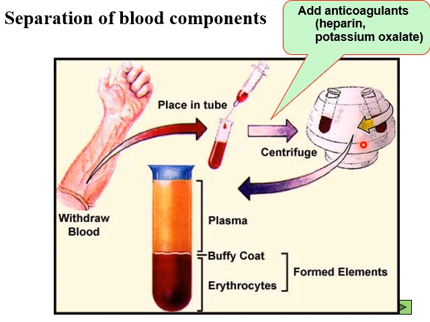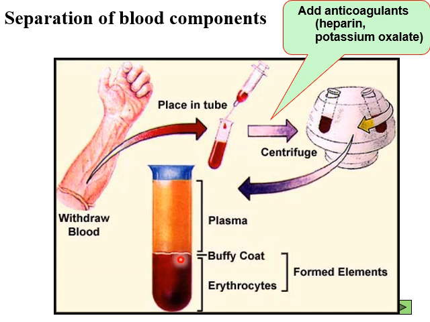Now what does this do? It spins the blood at a very high speed. It is needed to separate the components according to their densities. Once you spin it at high speed, after some time you will see that these components have been separated according to their densities.